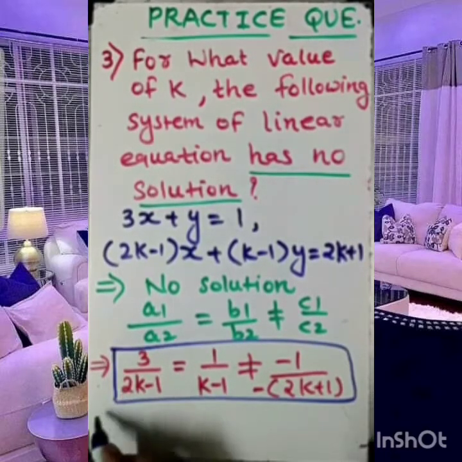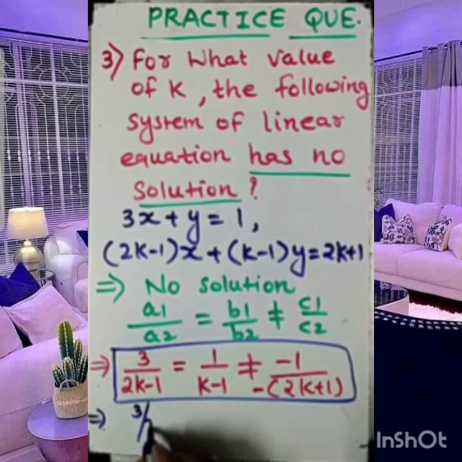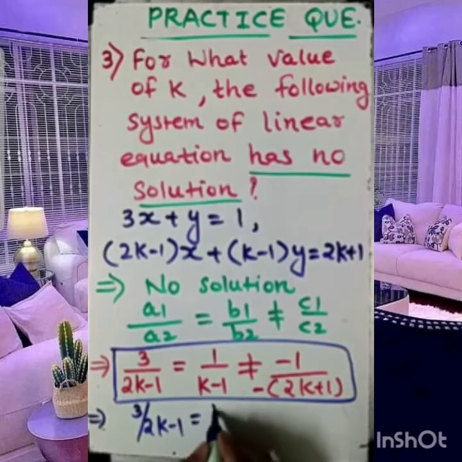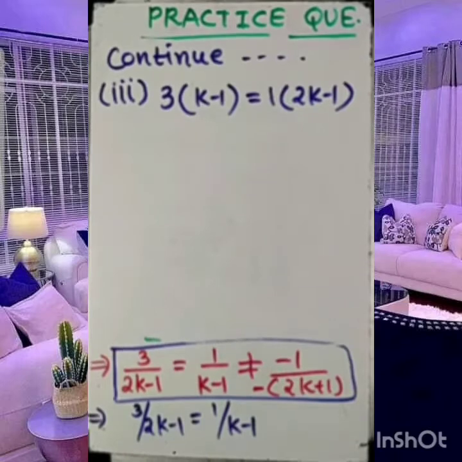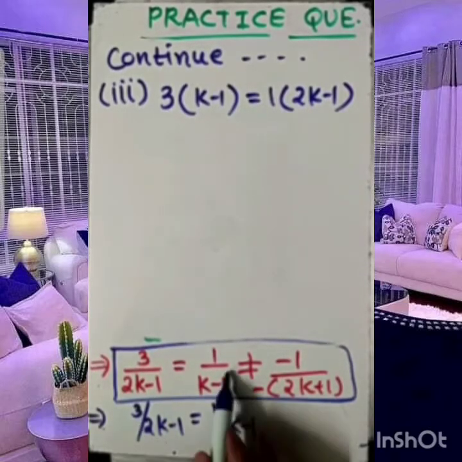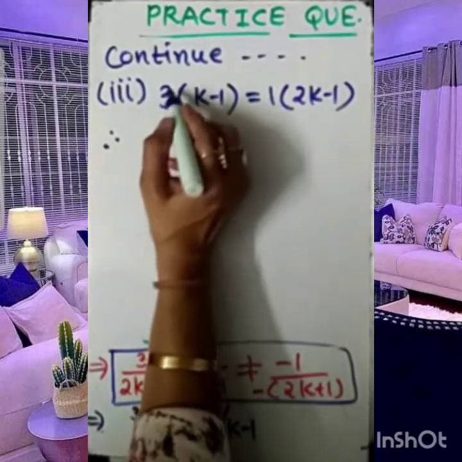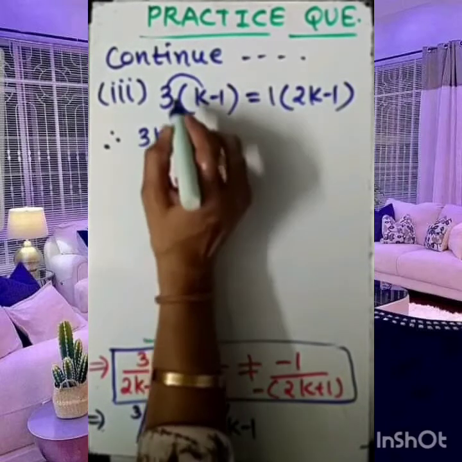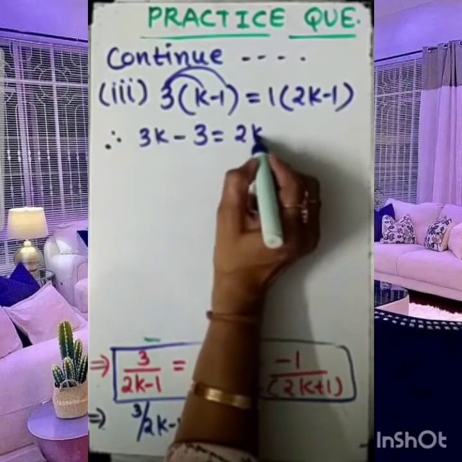Now we are working upon first this equation, means 3 upon 2k minus 1 equal to 1 upon k minus 1. So in such a case, we need to have the cross multiplication. Okay, let's see how to do further. So dear student, here you can see the cross multiplication. First we are comparing this with this. So cross multiplication. After that, 3 into k is 3k, minus 3 times 1 is 3. Here 1 times gives the same result, 2k minus 1.